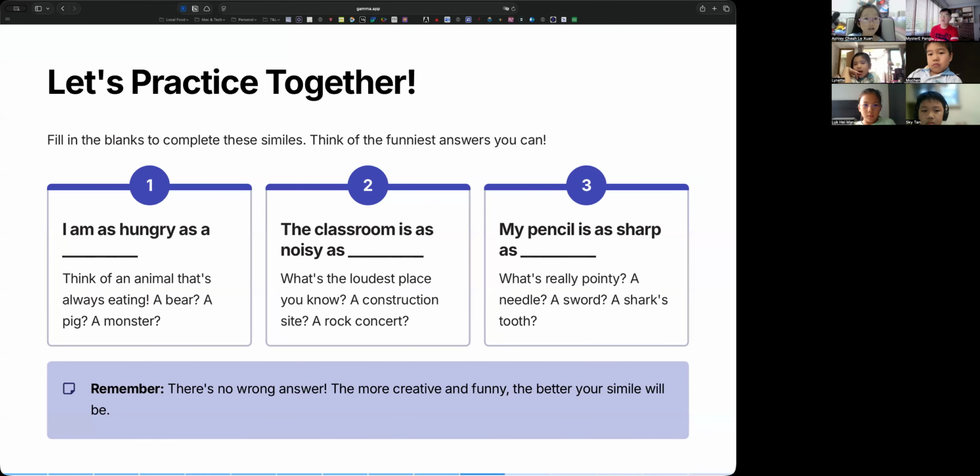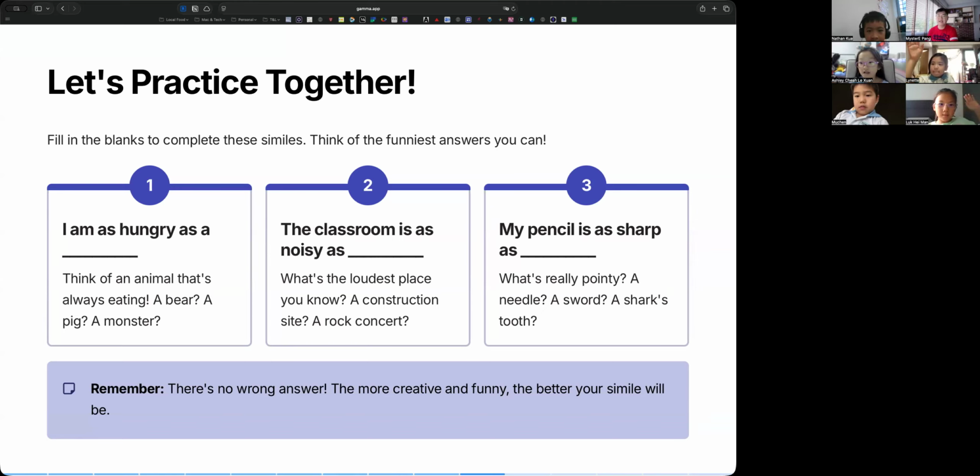I'm not gonna do this practice, but I want you all to think of it. Actually, why don't we just try it out? Try to make a simile out of any one of these three examples and raise your hands when you are ready to share it with us. Okay, I see Zayla raising his hands. Zayla, would you like to start us off? Go ahead.